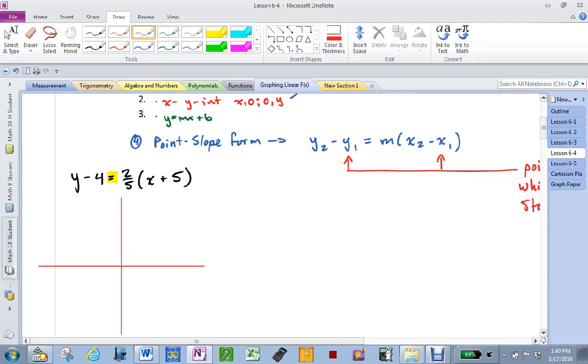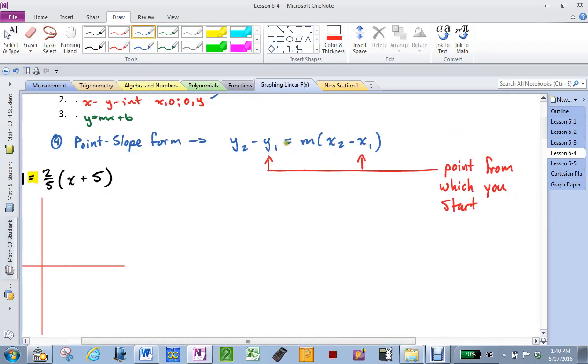Right? Because it's called slope-intercept form. So it gives you an intercept, then you find the slope. What's this one called? What's this form called? Point-slope. So if slope-intercept gives you an intercept and a slope to work from, then what is point-slope going to give you, do you think? A point and a slope to work from.